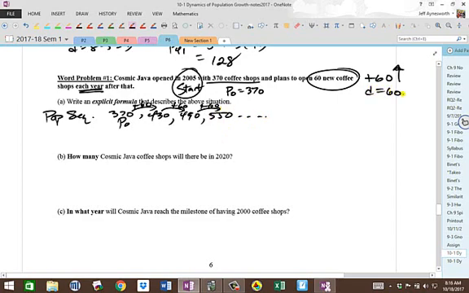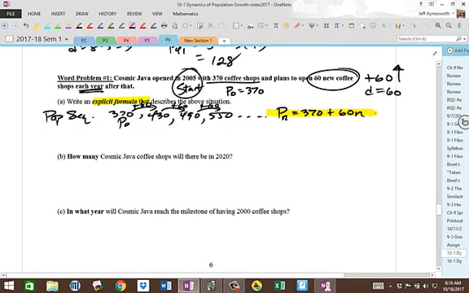All right, so as a population, as an explicit formula here, which is what they want, you have P sub n is equal to the seed, which is 370, plus the common difference, what you're adding, times n. And then you get to use it.